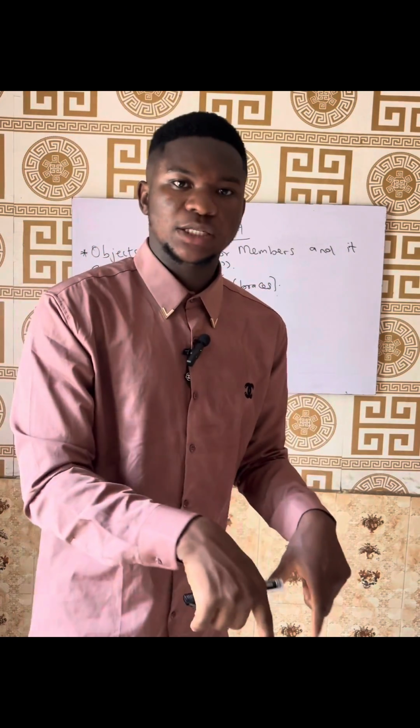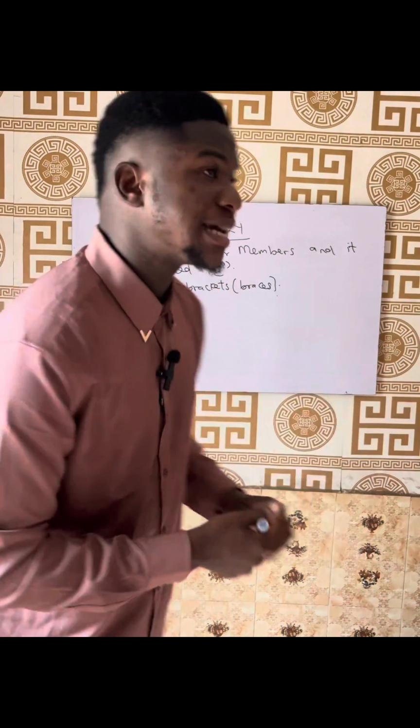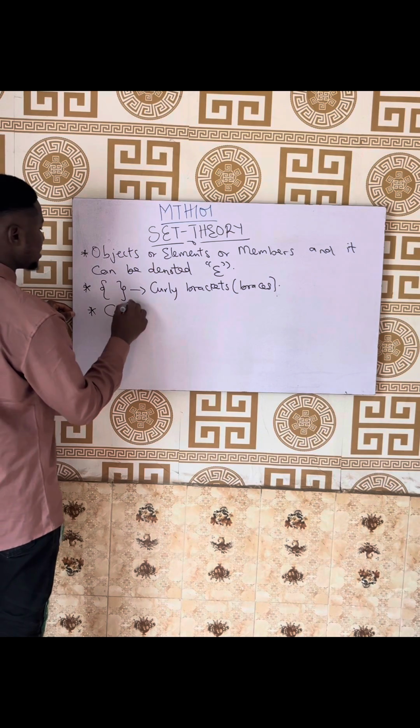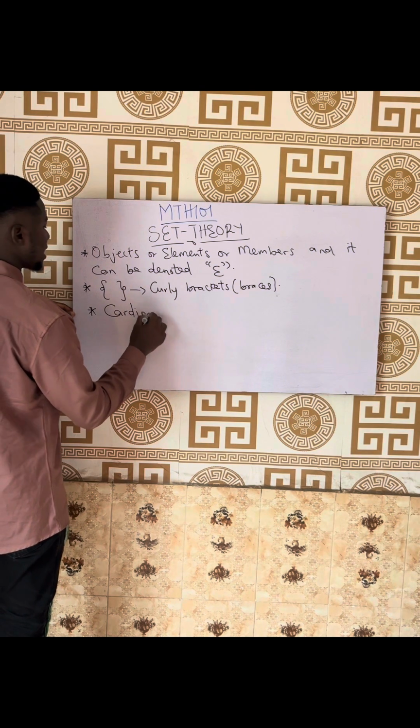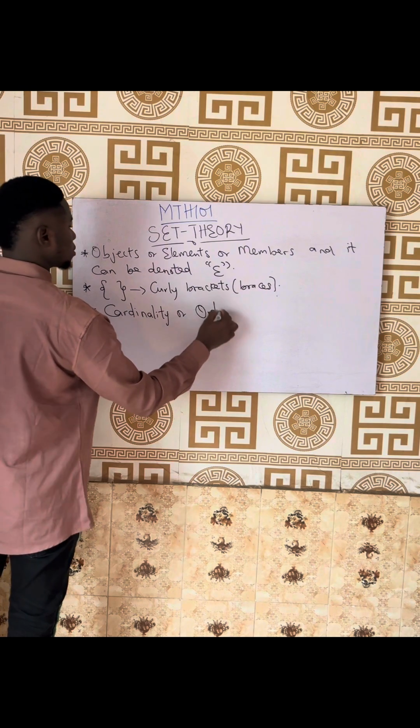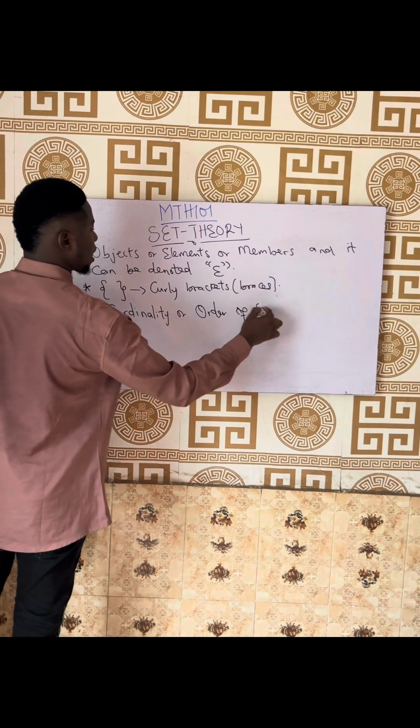Another thing we have to note is that for a particular set, we have to know the number of elements present in that set. The number of elements present in a particular set is what we refer to as the cardinality, or order of sets.